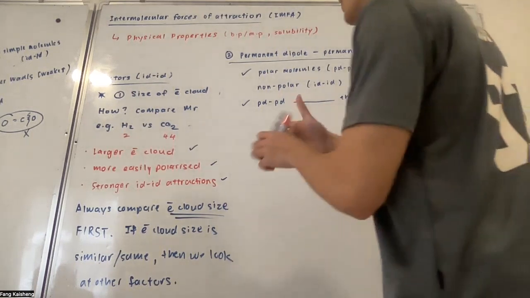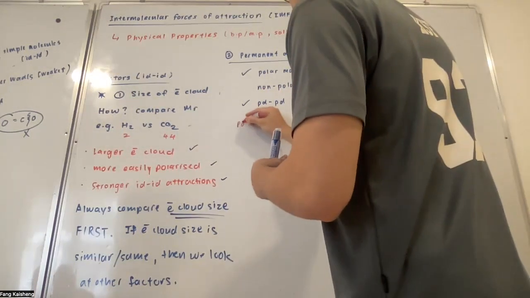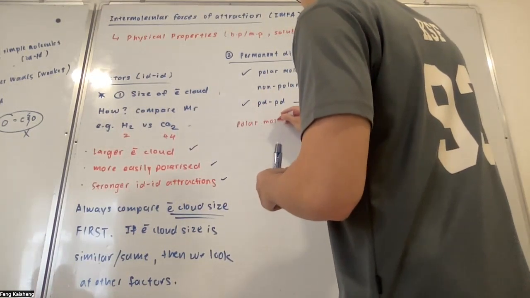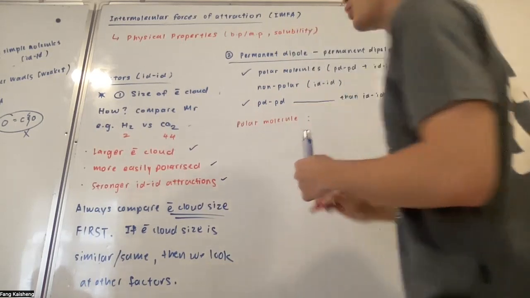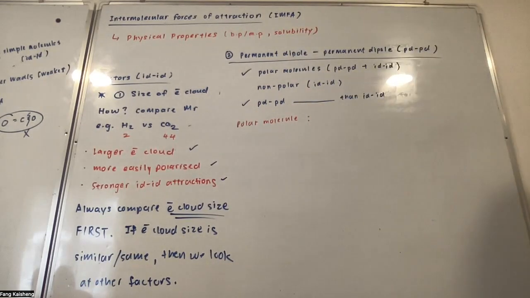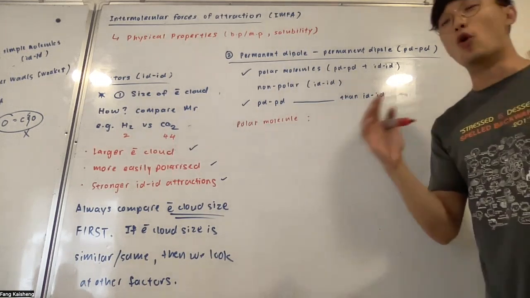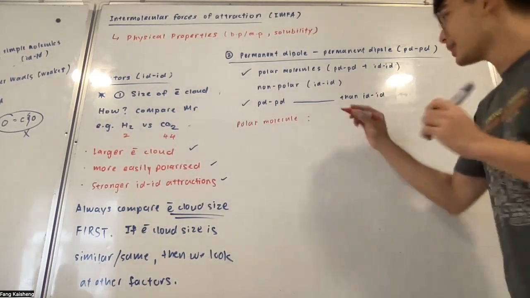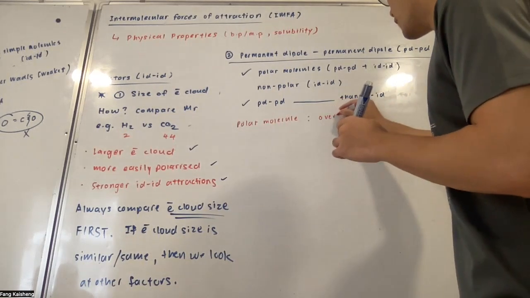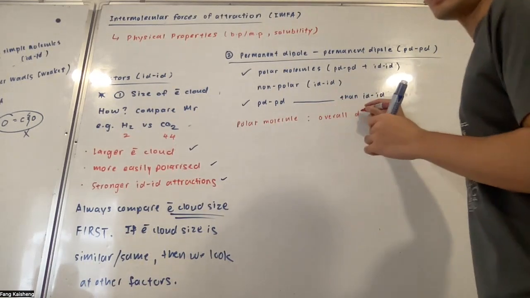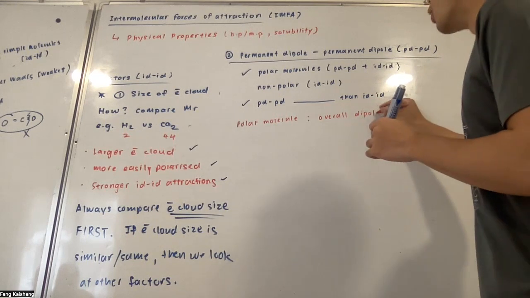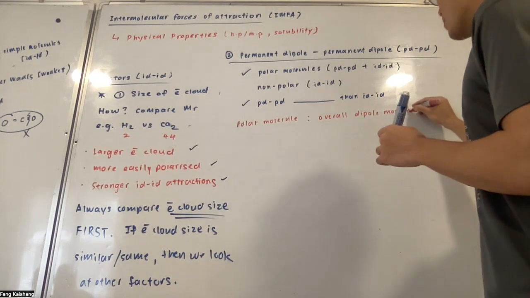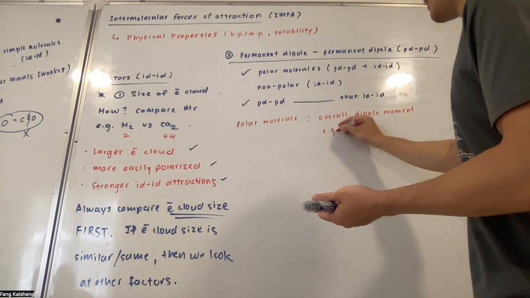Let's recap on the polar molecule. Guys, what does a polar molecule mean, as compared to what I told you just now? A polar molecule is something that has an overall, not charge. What's the keyword? It's 2 words. A polar molecule has an overall dipole moment.